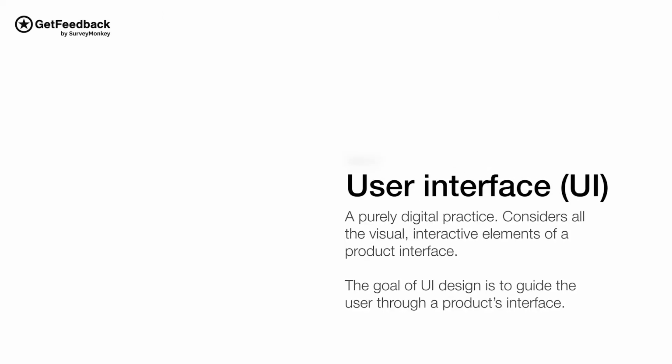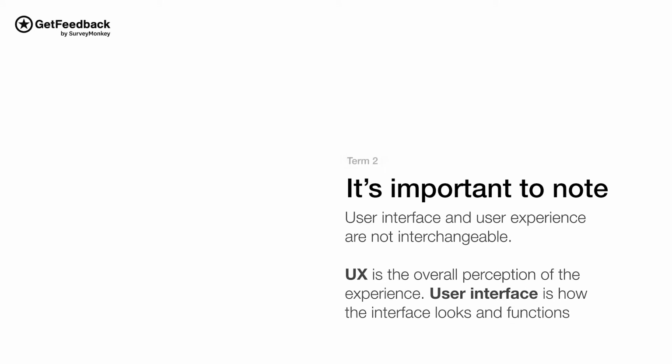In comparison, the user interface, also known as UI, is a purely digital practice. It considers all the visual interactive elements of a product interface, including buttons, icons, spacing, typography, color schemes, and responsive design. The goal of UI design is to visually guide the user through a product's interface. It's important to note, user interface and user experience are not interchangeable. UX is the overall perception of the experience, while UI is how the interface looks and functions.